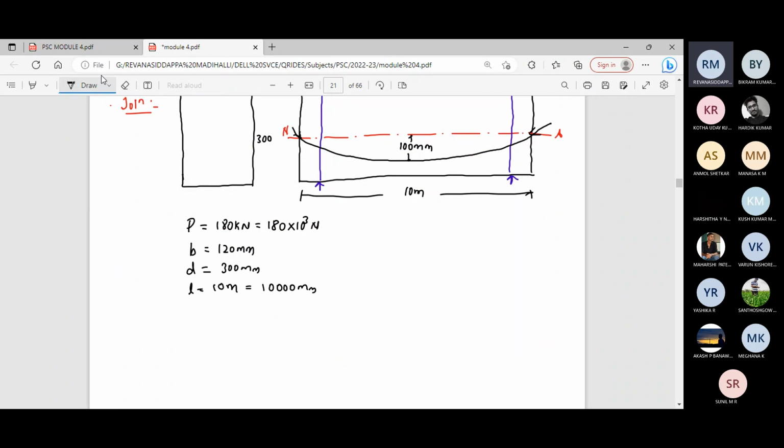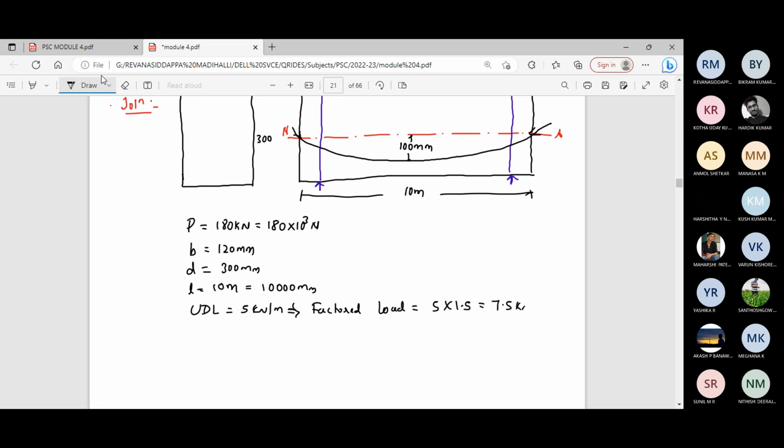So what will the factored load be? UDL is given as 5 kilonewton per meter. So factored load will be 5 into 1.5, which is equal to 7.5 kilonewton per meter.